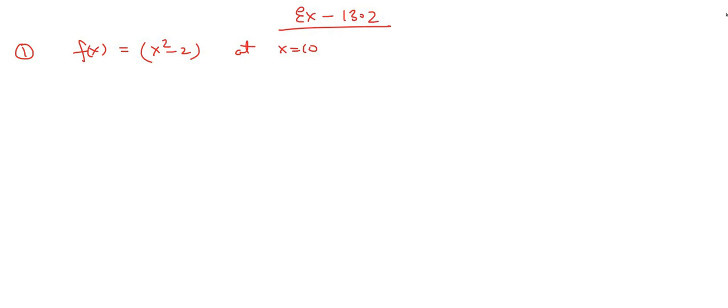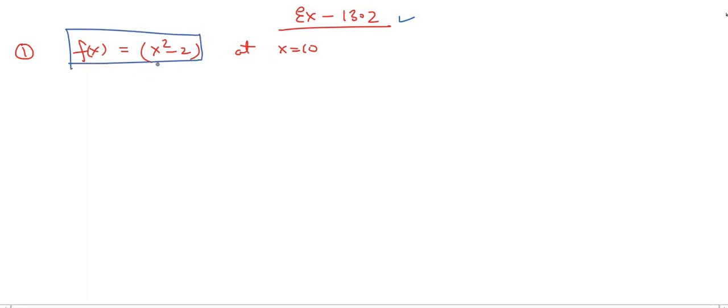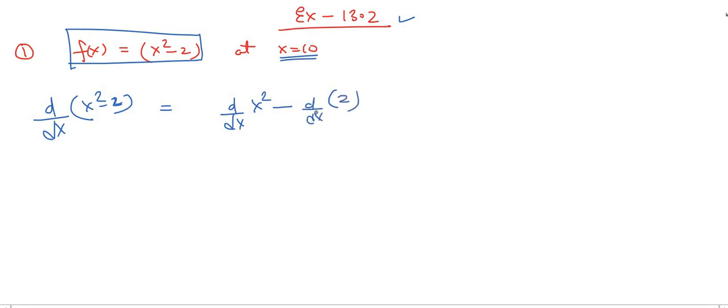So using those formulas, I will do exercise 13.2. So this is the first question. f(x) is this. You have to differentiate it at x equal to 10. So first let's differentiate it. x square minus 2. That's how we differentiate it. So its derivative will be the derivative of x square minus d by dx of 2.